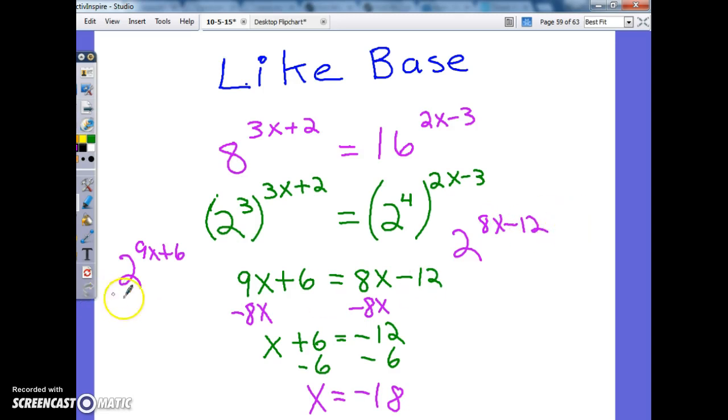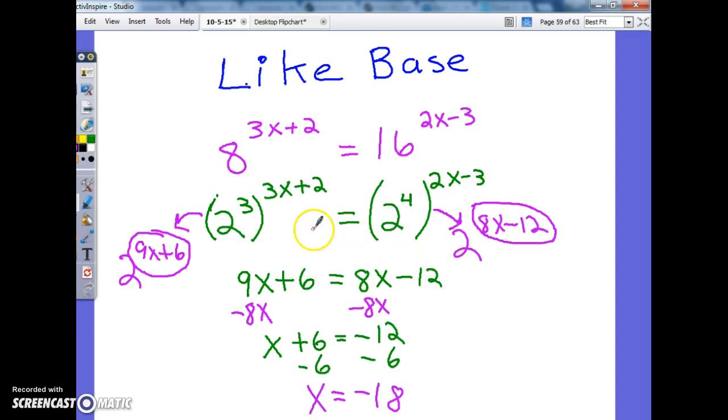Basically, notice how I've got common bases. This right here becomes that, 2 to the 9x plus 6, and this right here becomes this, 2 to the 8x minus 12. So now this base to an exponent equals this base to an exponent. So basically this equals this.